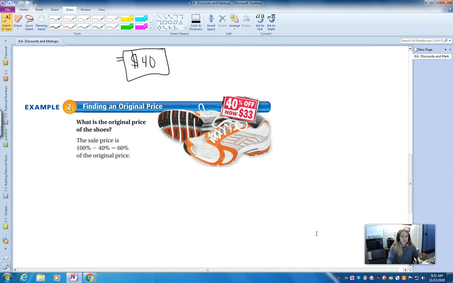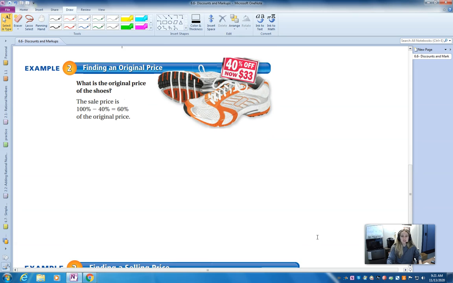Okay, let's keep scrolling down. Finding an original price. So all these, we're just piecing together what we don't have. So it says, what is the original price of the shoes? And it says 40% off. And when they're 40% off, they are $33. So let's go back to our equation. Sale price equals percent times original price.